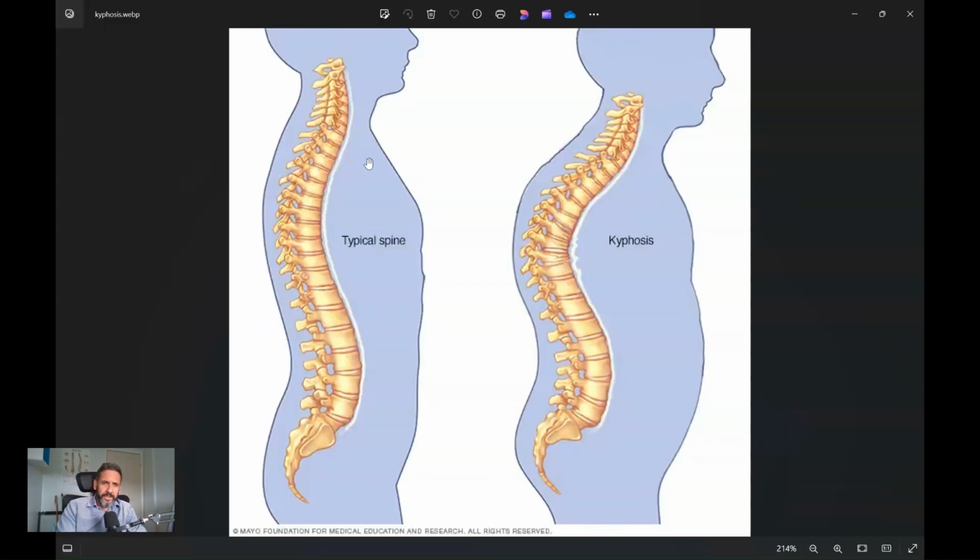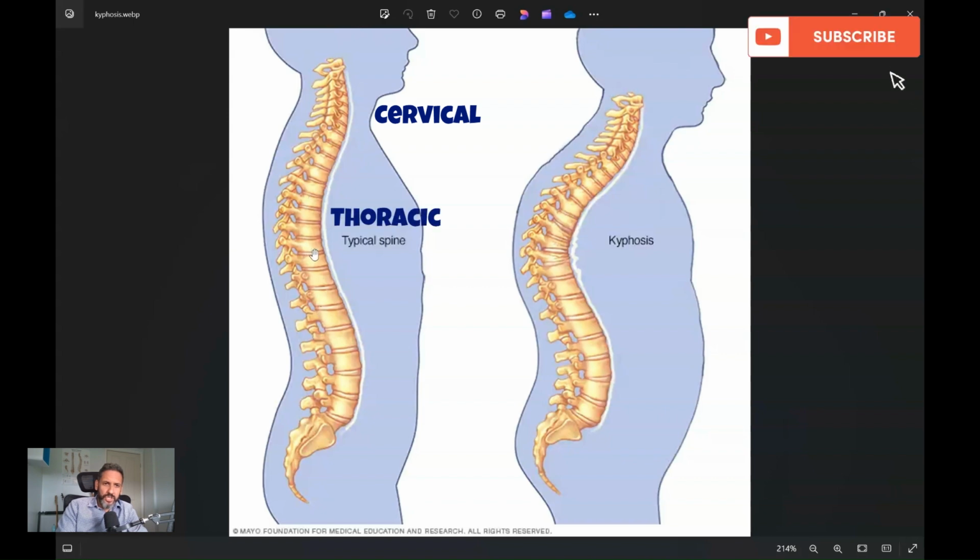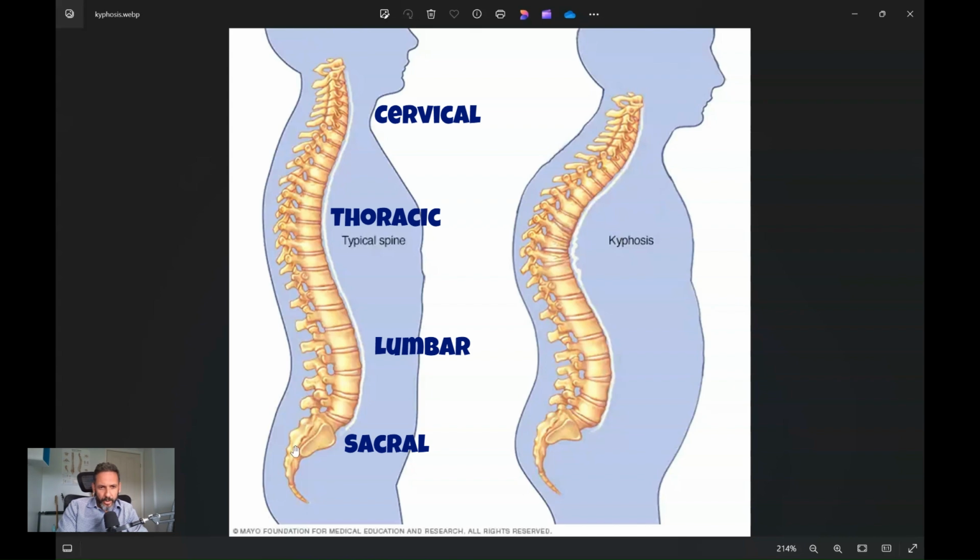Let's quickly look at the spine. You can divide it up into the cervical spine, which is the neck area, the thoracic spine, which is kind of braced and housed within the rib cage, the lumbar spine, which is your lower back, and then you've got the sacral spine, which is a fused segment of the spine within your pelvis, and then below that the coccyx area, which is the tailbone.